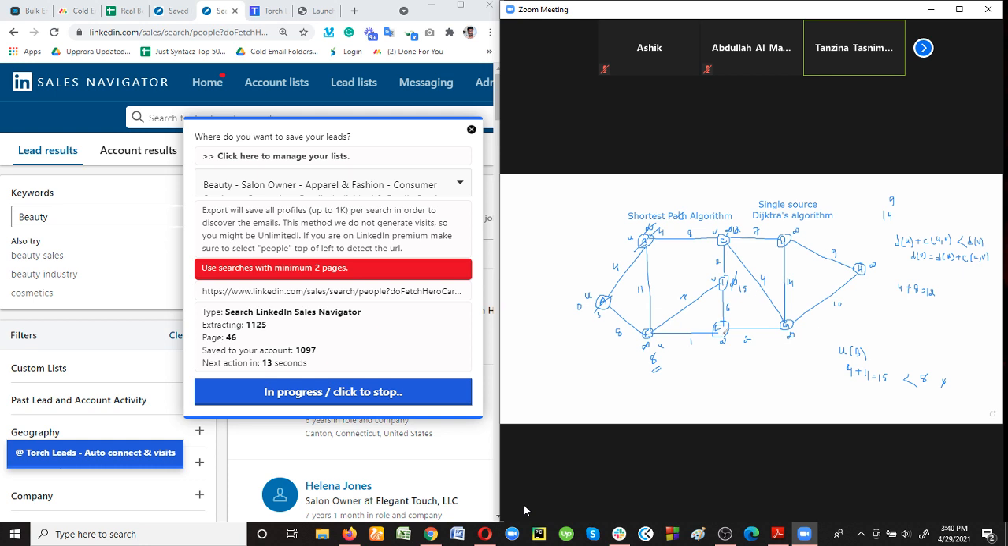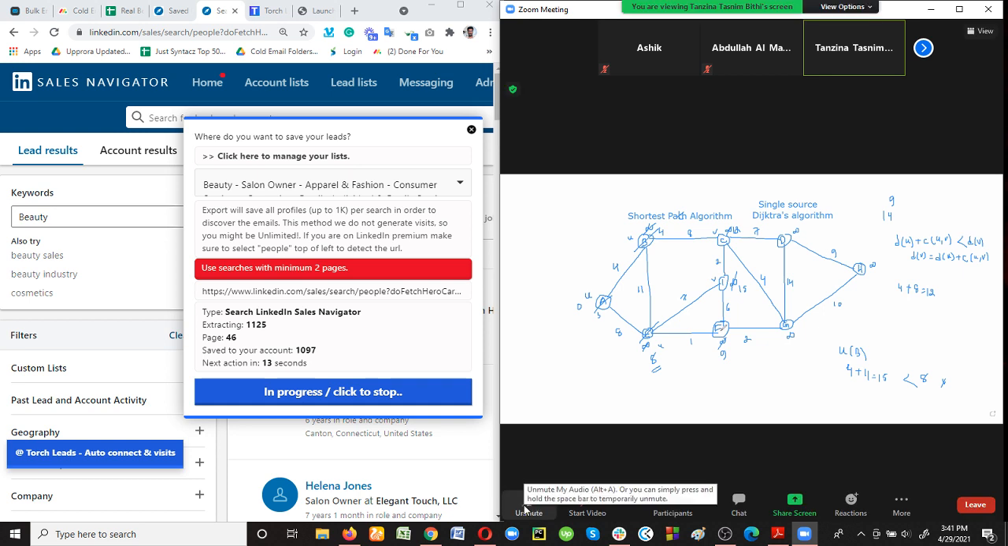Now E has another adjacent vertex, that is F. The distance of E is 8 and the cost is 1. 8 plus 1 equals 9, and 9 is less than infinity, so we'll change that value. So the distance of F is 9. Now we have found the distance for all the adjacent vertices of E, so E is now visited. Now we have three vertices, C, I and F. Which one will be the next node?